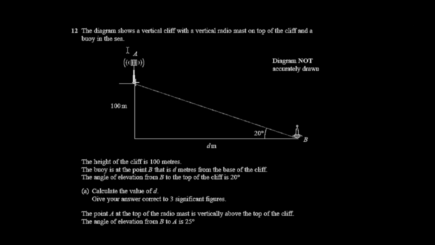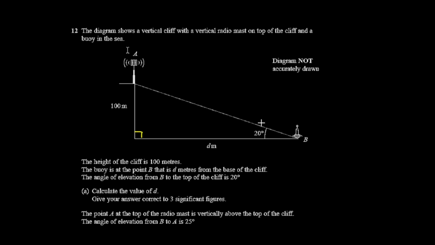In question 12, we've been asked to find the horizontal distance between the bottom of a cliff, which is 100 metres high, and a buoy on the surface of the sea, and the angle of elevation between that buoy and the top of the cliff is 20 degrees. As the angle between the sea and the cliff is a right angle, we can use SOH CAH TOA.